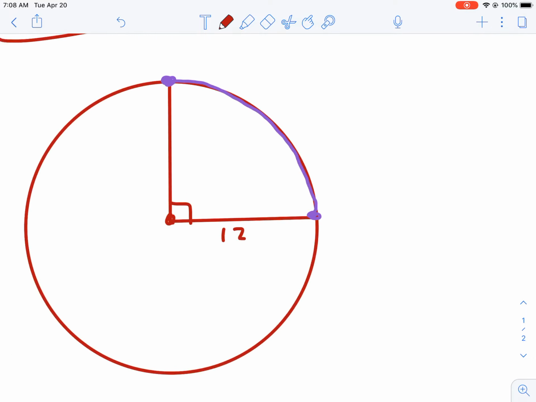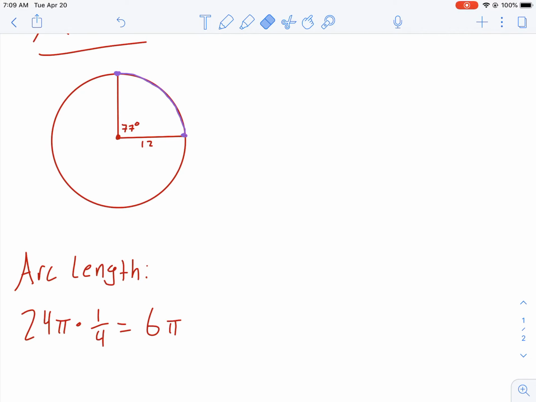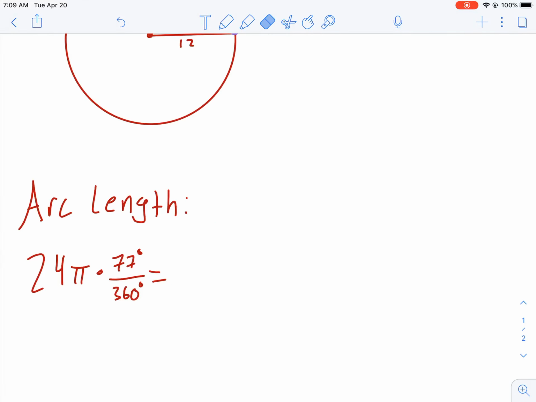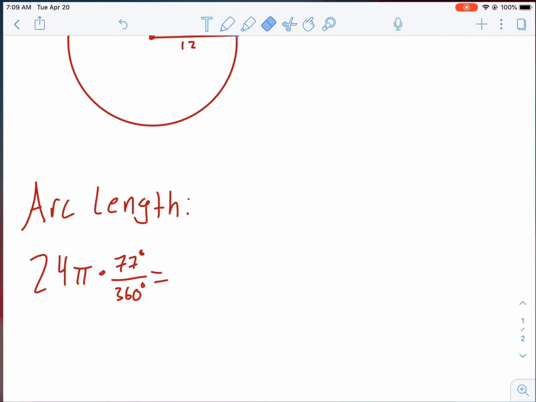Now, what if we didn't know exactly what fraction it was? What if this was a weird number like 77 degrees? I have no clue what fraction of the circumference this arc is. You actually do though. You know that the full circle is 360 degrees. So whatever your angle is, it's out of 360 degrees. So let's say we do 77 over 360. That is our fraction.